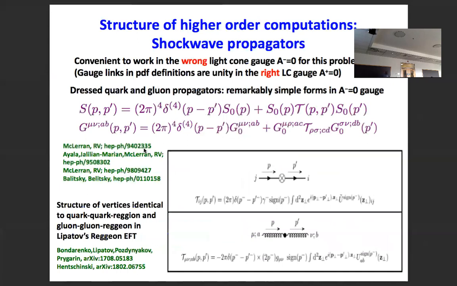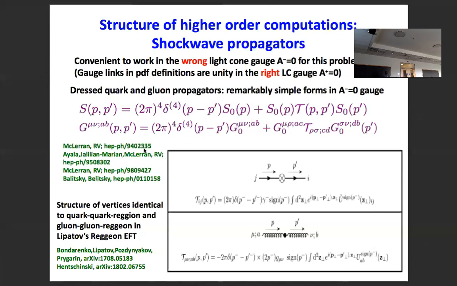Now, I come to the structure of doing high energy, high order calculations. What I'm going to argue is that a lot of these calculations are done in light front quantization and in light front gauge, and that gives you tremendous intuition. But so far, there's not a single calculation that's been done beyond one loop in light front quantization.